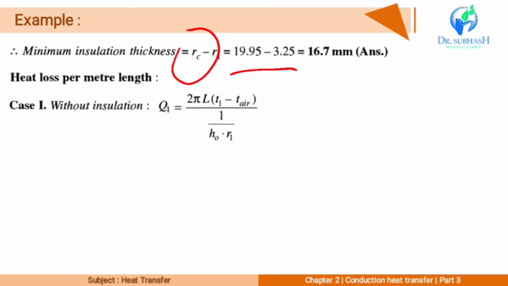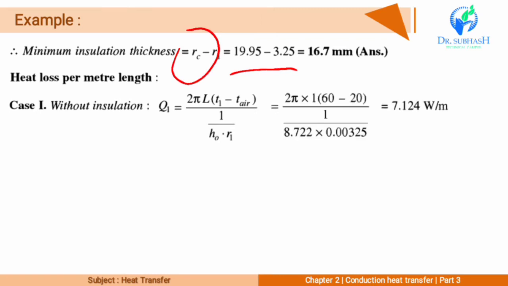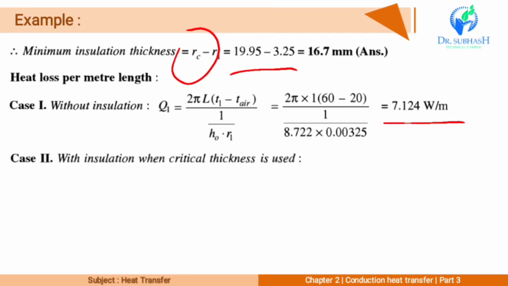So solve case 1 without insulation. Say Q1 is equal to 2 pi L into the temperature difference T1 minus T infinity divided by 1 upon h0 into R1. Putting the values in this equation, we get Q1 is equal to 7.124 watt per meter. Take case 2 with insulation when critical thickness is used.